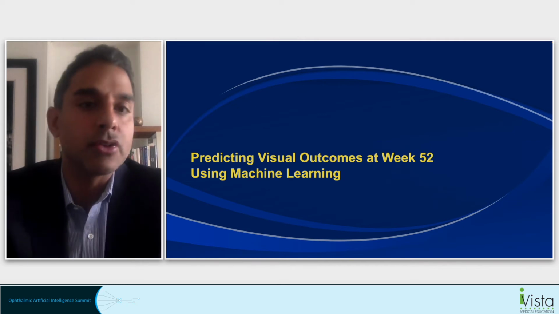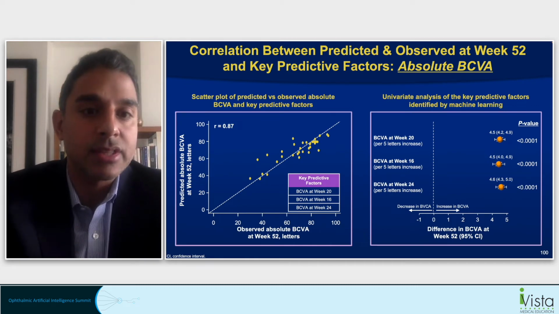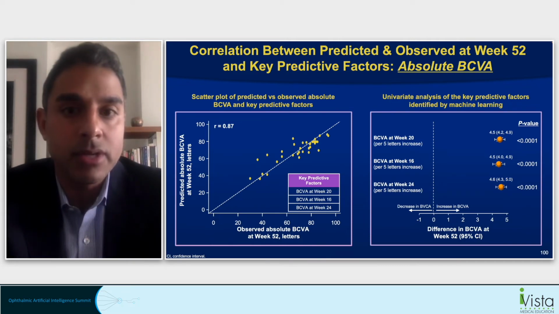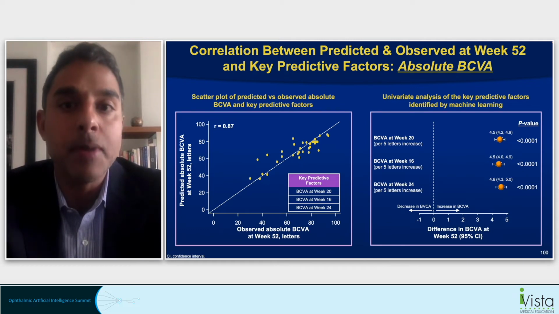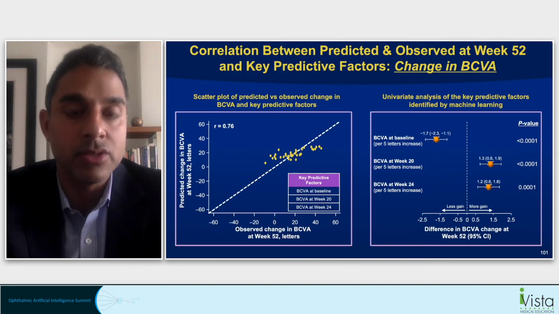And so when we look at the results in terms of predicting visual outcomes at week 52, on the x-axis, this is the observed absolute best corrected visual acuity. And on the y-axis, we have the predicted absolute best corrected visual acuity. So this model, with very reasonable accuracy, was able to predict the absolute best corrected visual acuity. Some of the key predictive factors were best corrected visual acuity at weeks 16, 20, and 24. So basically, the vision that you have when you switch over from monthly treatment to PRN treatment was most predictive in understanding how they're likely to do at the conclusion at week 52.